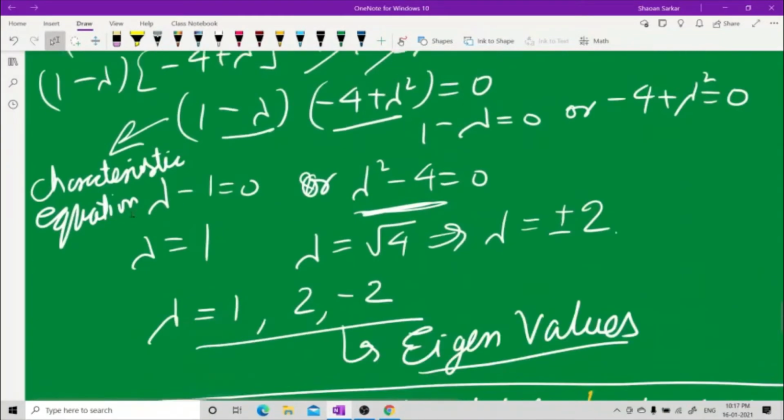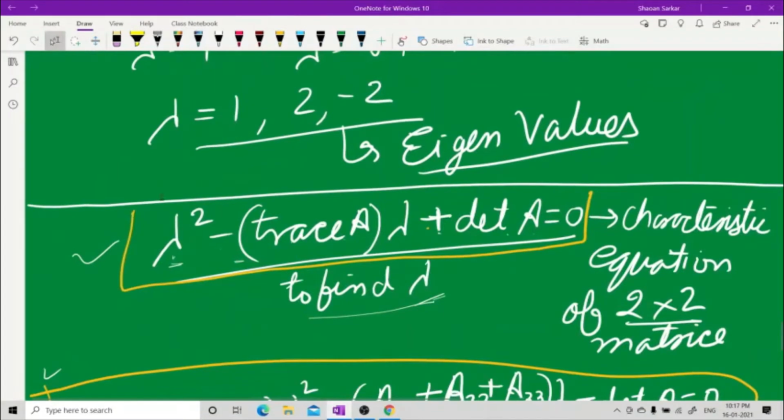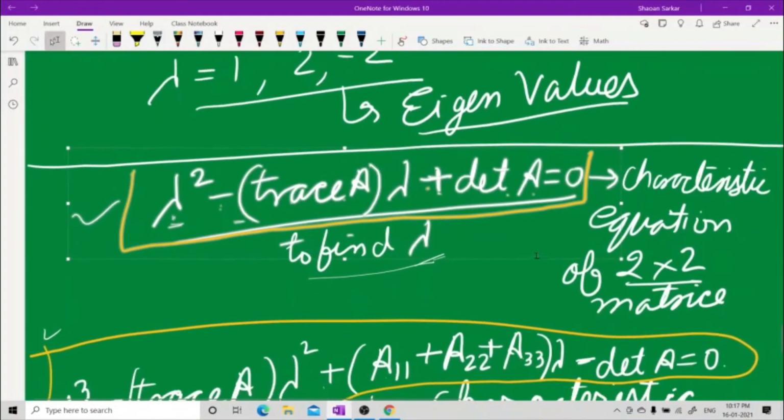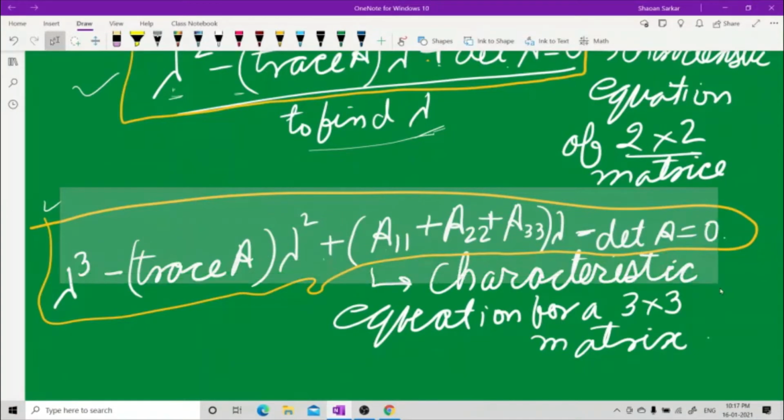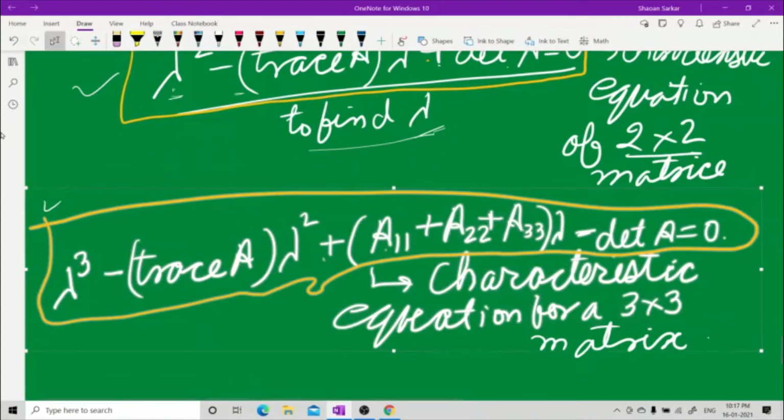To find the characteristic equation. This whole of that is the characteristic equation of a 2 cross 2 matrix. You can use it to find lambda. Similarly, this is the characteristic equation of a 3 cross 3 matrix to find lambda. In the GGSIPU syllabus, you only have the 2 cross 2 and the 3 cross 3. These two are sufficient for you.